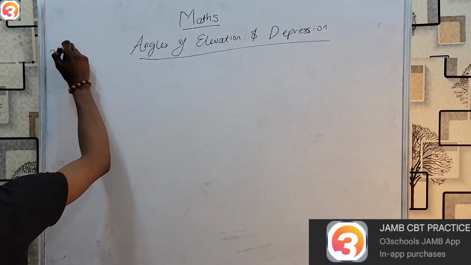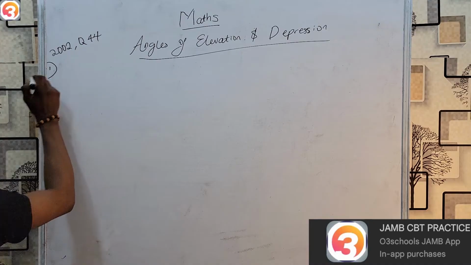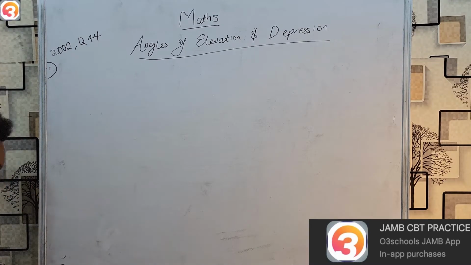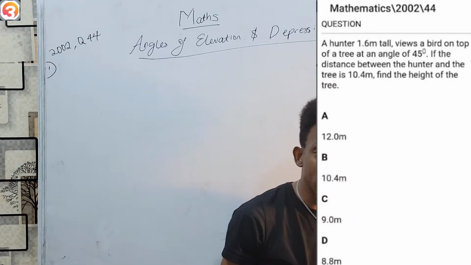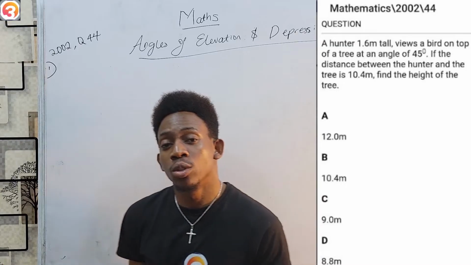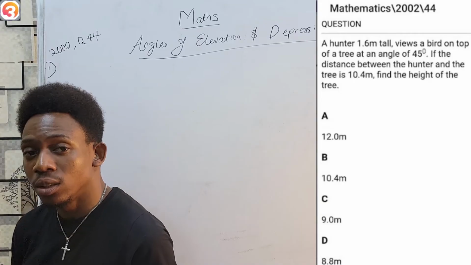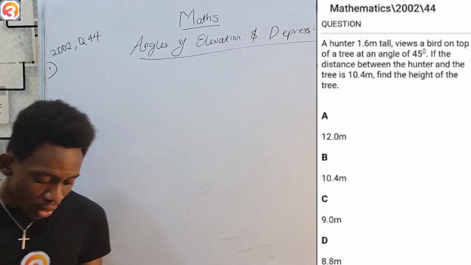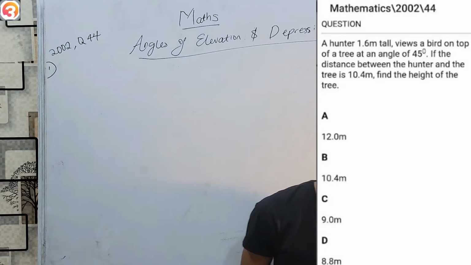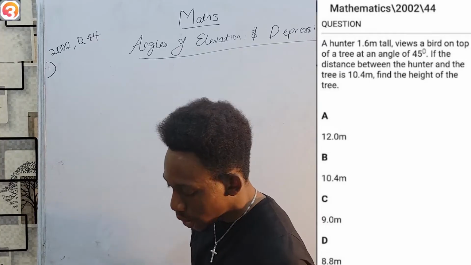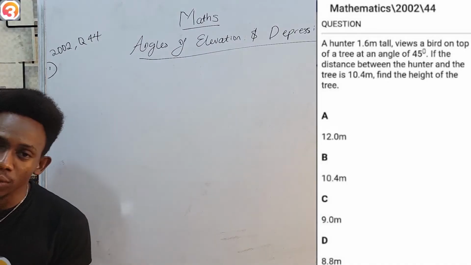My first question is from the year 2002, and this was question 44. Now it says, a hunter 1.6 meters tall. By the way, I much prefer you read the question through once, then on your second read through, actually begin to solve. That way, you don't make a faulty assumption in the beginning. Right, I want to read out everything first of all. A hunter 1.6 meters tall views a bird on top of a tree at an angle of 45 degrees. If the distance between the hunter and the tree is 10.4 meters, find the height of the tree.